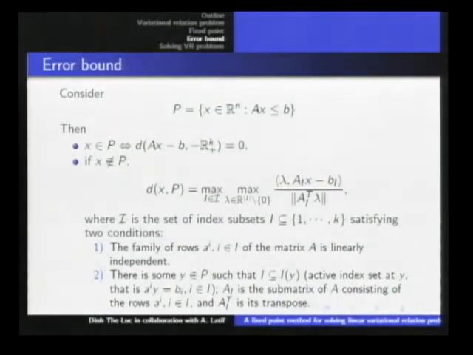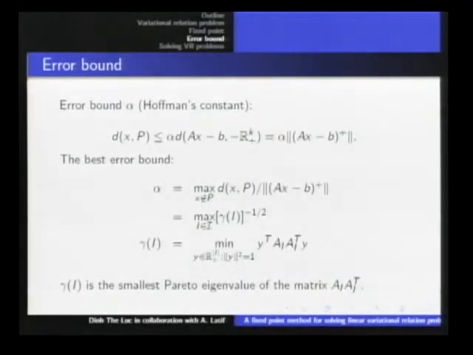Here is no new result, I just recall some notions and results that I will need later. Here you have a system of linear inequalities, and if x is a solution of the system, then the distance of Ax minus b to the negative orthant is equal to zero, and otherwise we can compute the distance from x to P by this formula. And then the constant, Hoffman's constant, or error bound alpha, is given by this inequality you have here.